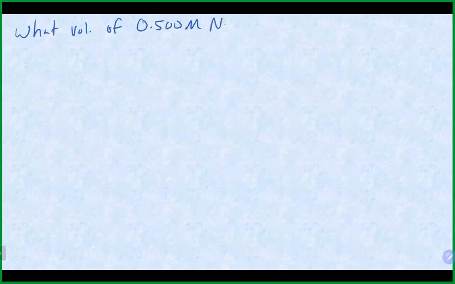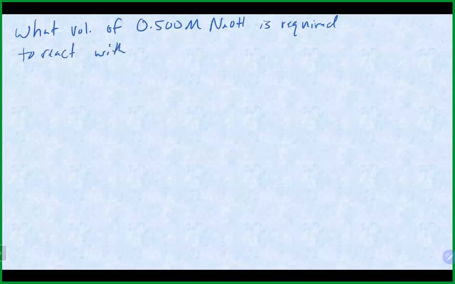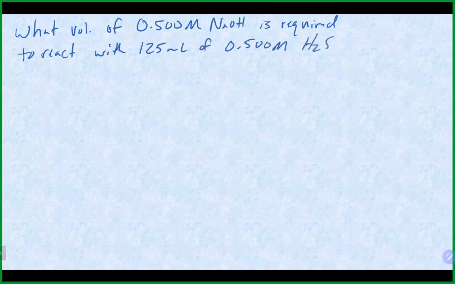All right, let's take a look at another one. I think you have one, so we'll do that one first. I believe what you have on your notes is, what is the volume of 0.5 molar sodium hydroxide required to react with 125 milliliters of 0.5 molar sulfuric acid? All right. So give that one a go, see what you come up with.